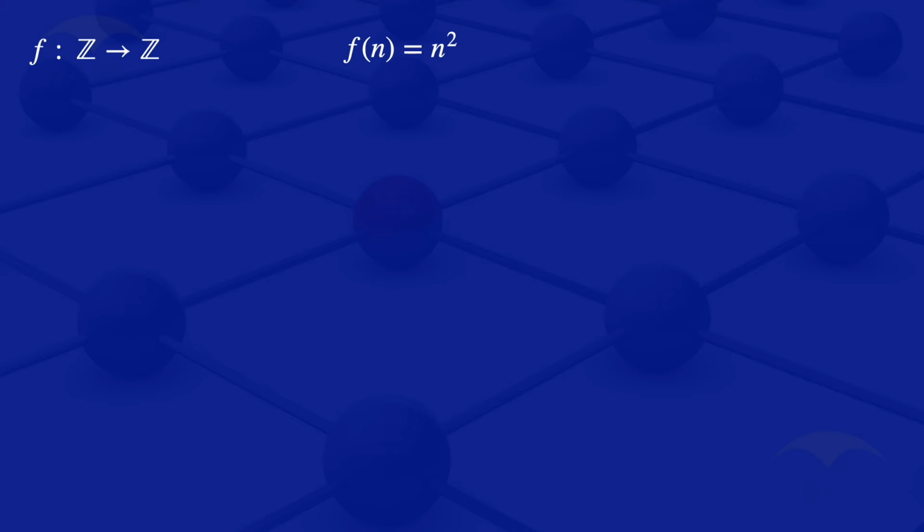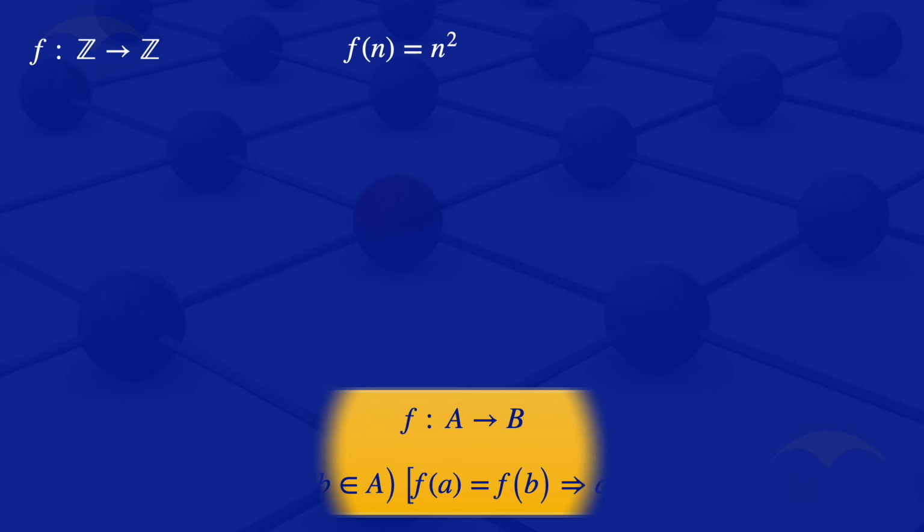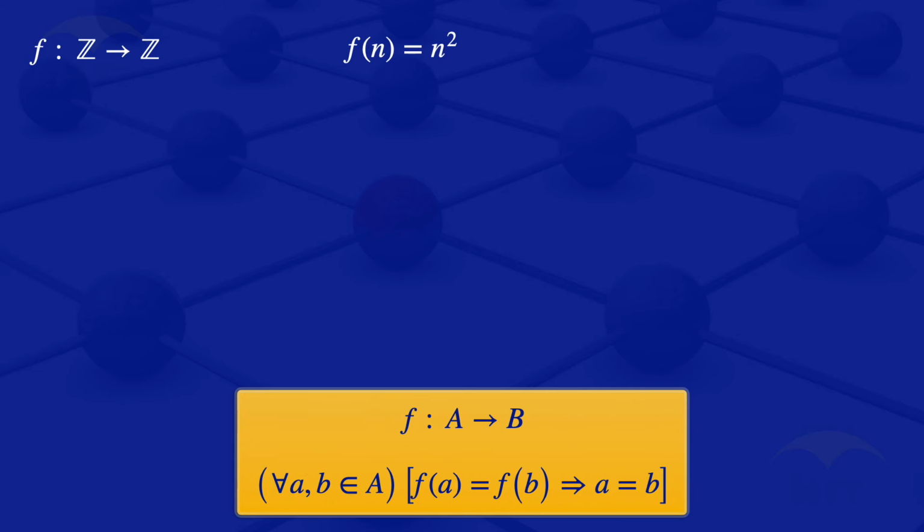To prove that it is not injective, I'll start by looking at the definition of an injective function. A function f which maps A to B is injective if for all a, b in the set A, whenever f of a is equal to f of b, then a is equal to b. We want to check that whenever f of a equals f of b, then a equals b. Our a and b are integers, and what we want to check is whenever f of a is equal to f of b.